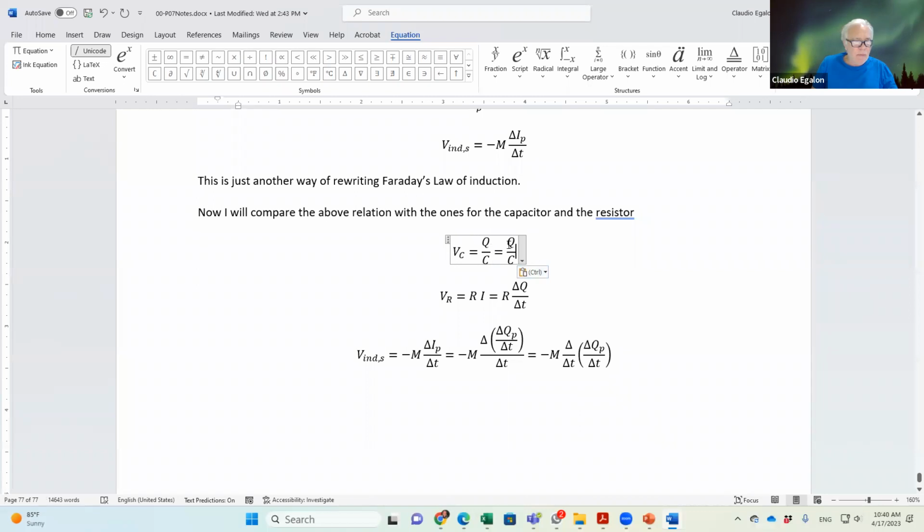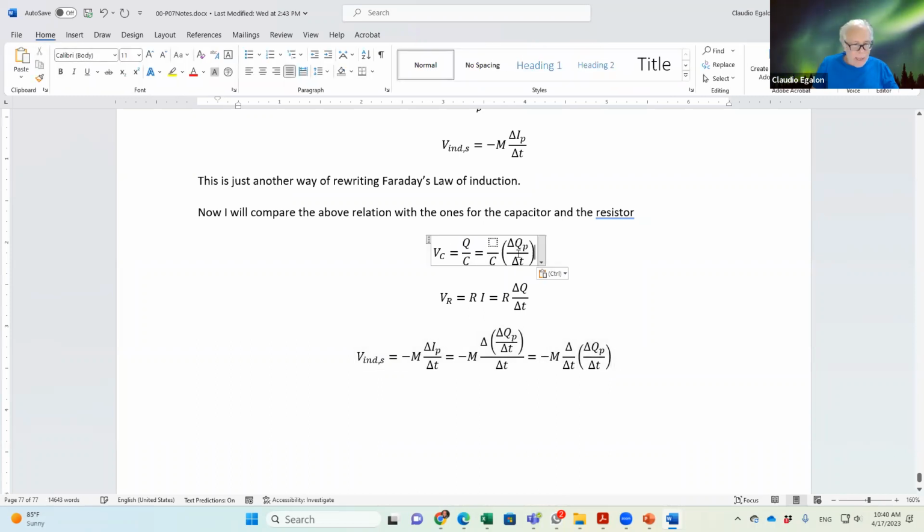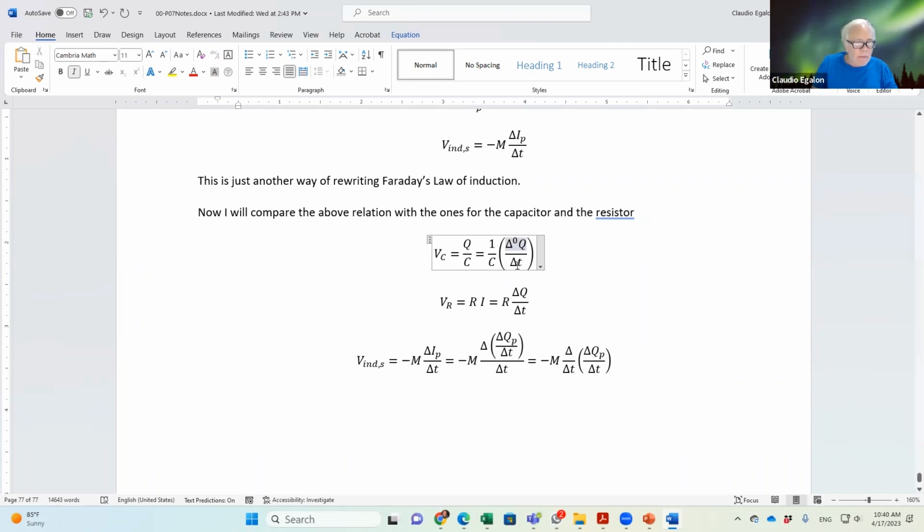What we have here for the Q is nothing but a delta Q over delta P, but it's not just any delta Q over delta P, it's a delta Q over delta P raised to the zero power. Can you picture that? Okay, I'll leave it this way.